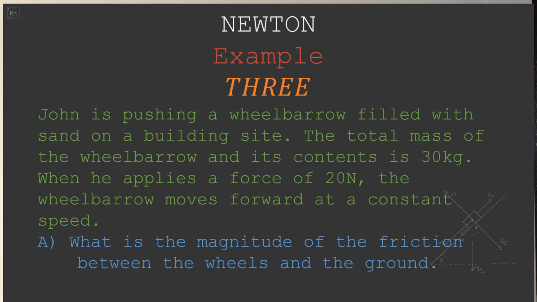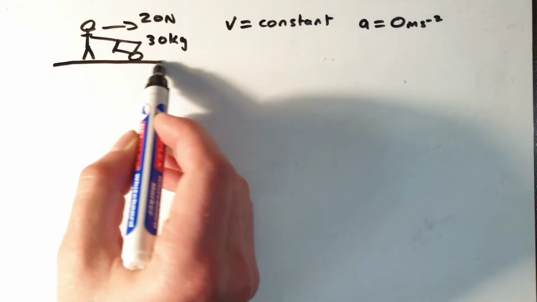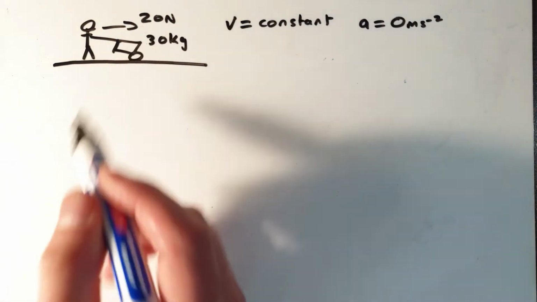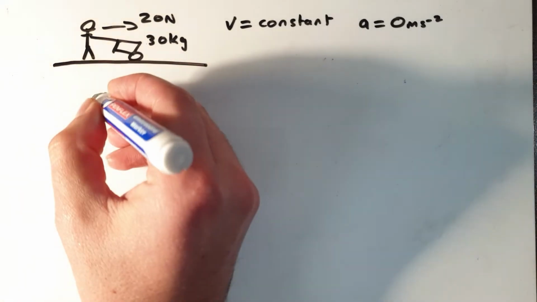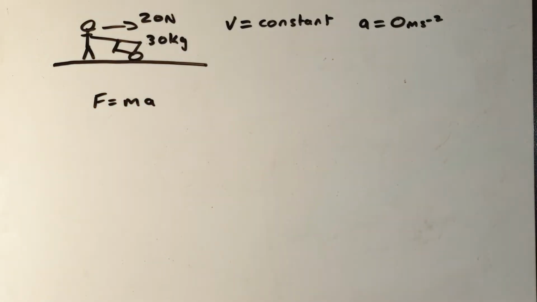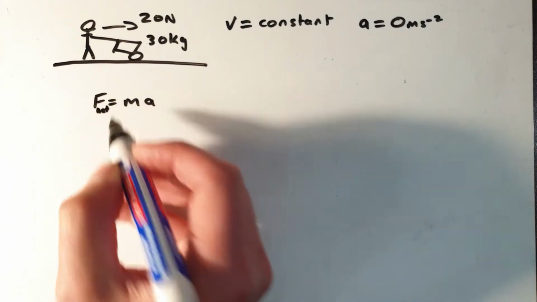So our first question, what is the magnitude of the friction between the wheels and the ground? Now, we know that this thing is obviously on the ground, and we know that he's pushing it forward with 20 newtons. If we take Newton 2, force is equal to mass times acceleration. We now don't know what that frictional force is, but we can find it out using our net forces. So that is our F net.